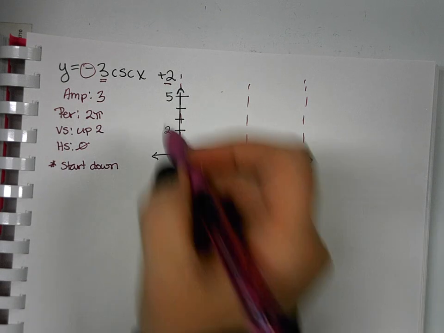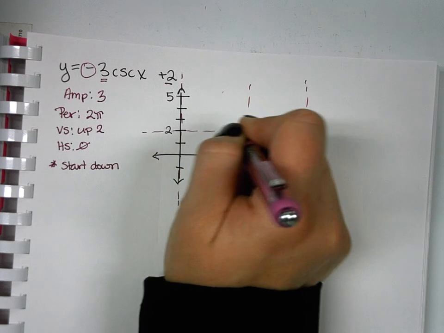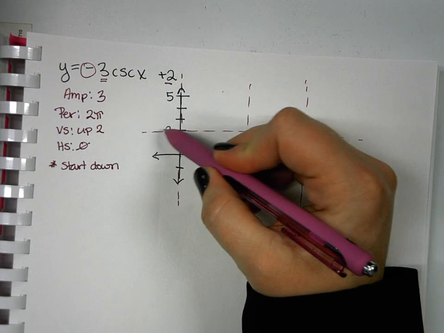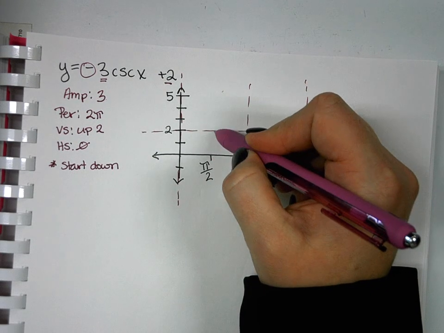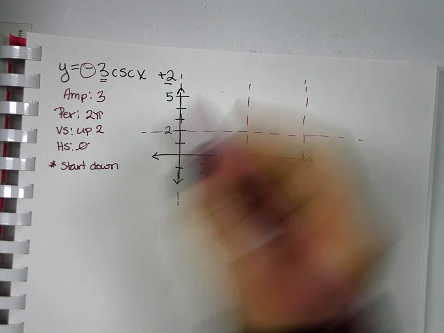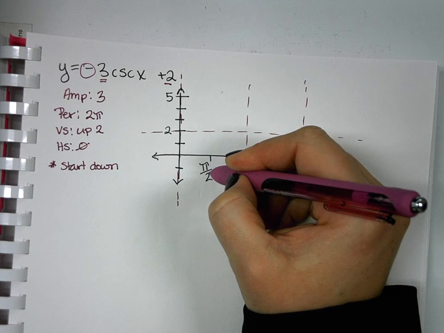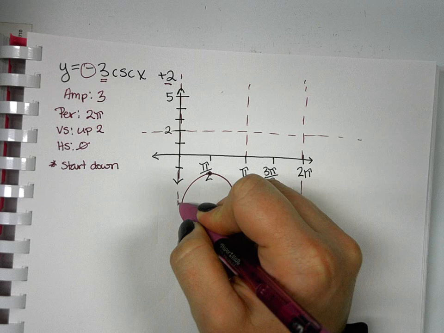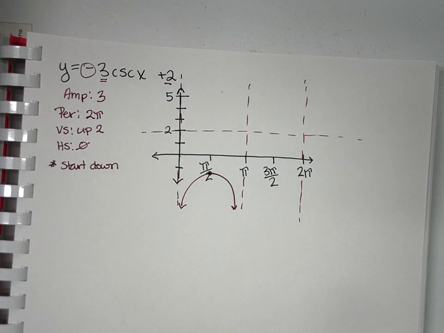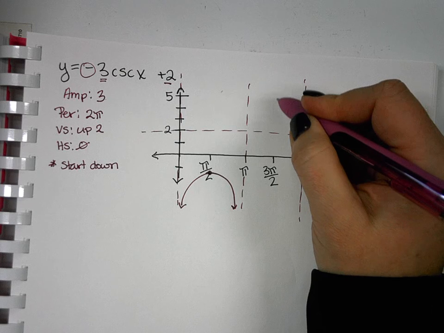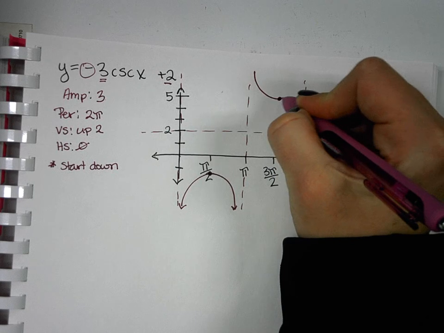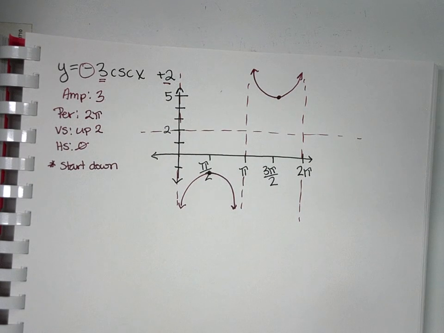Now I know I have my vertical shift of up 2, so this is my new 0 that I go around. So for my amplitude here, instead of going up 3, because I have to start down, I'm going to go down 3, and there will be my first point, and I'm going to draw it away from my horizontal. At 3 pi over 2, I'm going to go up 3 from my horizontal, and I can draw going away from the horizontal. And that would be one period of your cosecant graph.